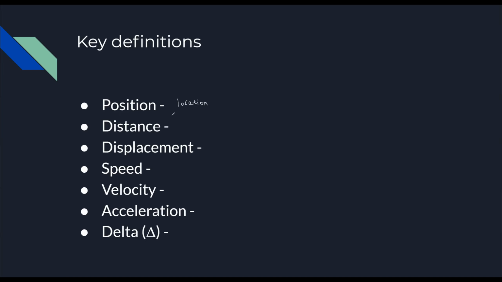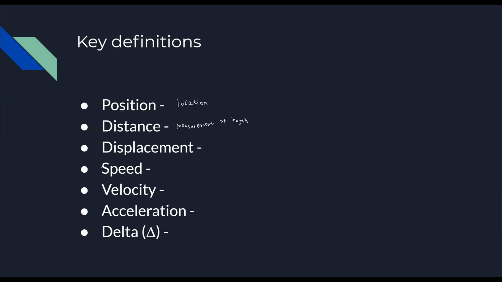Position, as I said, is a location. Distance is the measurement of length. It's actually somewhat of a unit and a measurement of length. And then we can talk about distance between two points or the distance traveled. And this is really just distance. However, these two things I said are a bit different from each other.